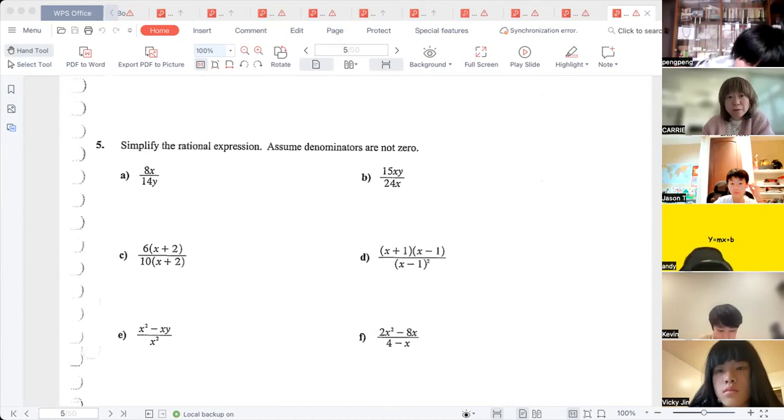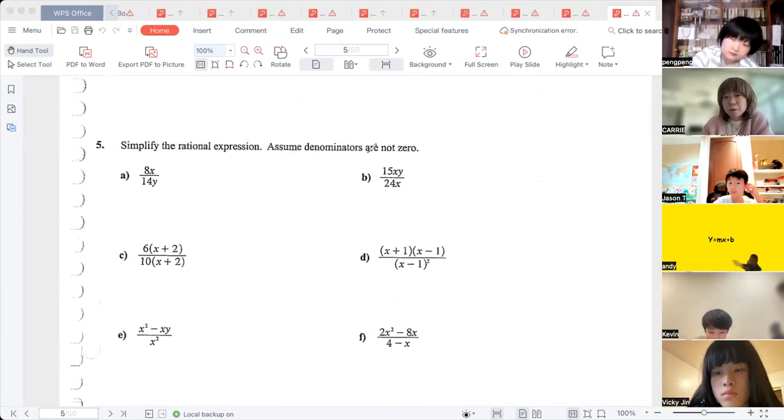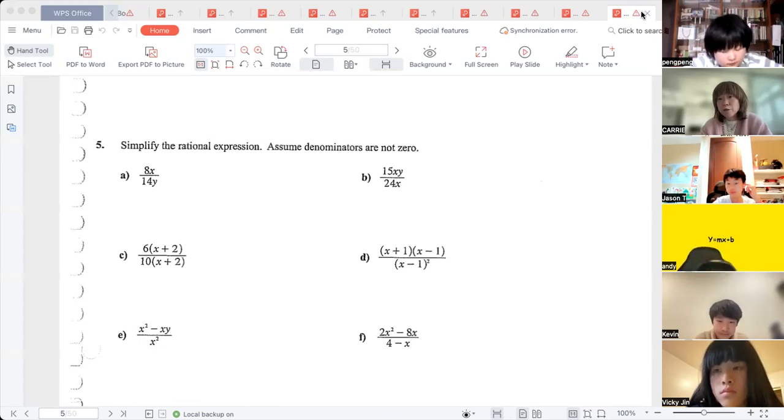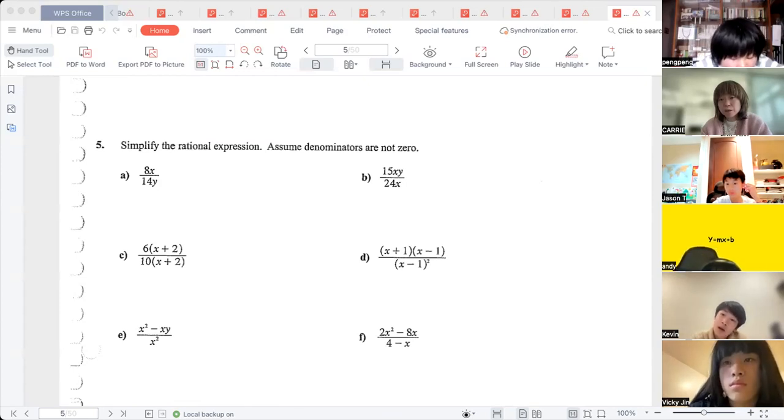So simplify the rational expression. Everybody, you have to read the question very properly, because if they don't say to assume the denominator is not 0, you have to add the restriction on top of your answer. Understand? If they don't say, understand, Kevin? If they didn't say, okay, so you have to say y is not equal to 0 for this question. Understand?